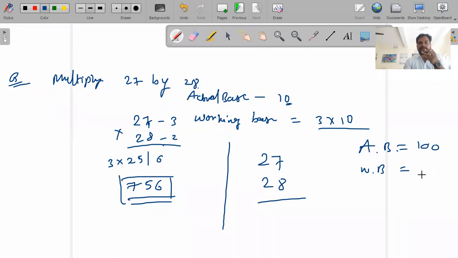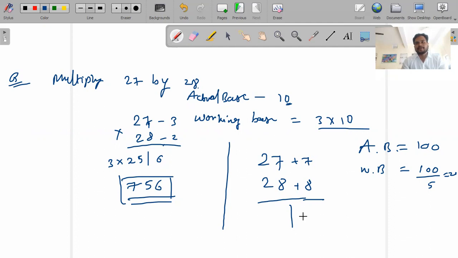30 can't be taken as base here. 25 may be possible. 25 will be better. 20 or 25 will also be good. 100 divided by 5, that will give you 20. Then plus 7 will be there because working base is 20. So plus 8 will be there. And now 8 into 7, yes, 56, right?